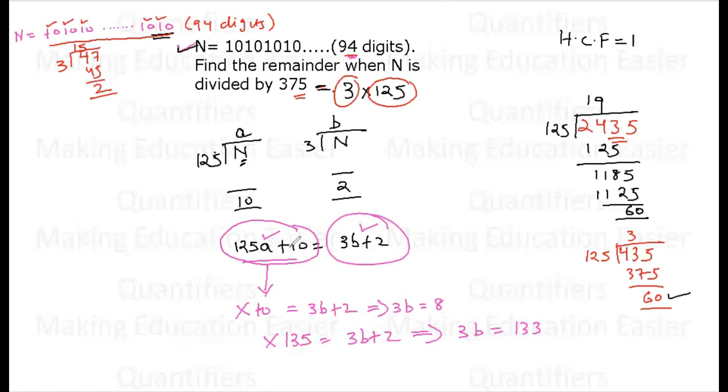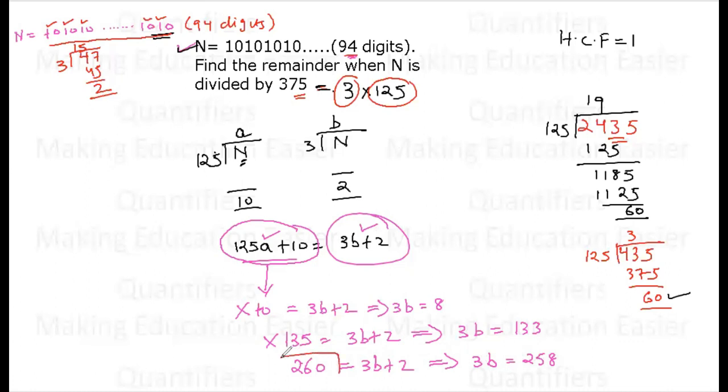125 into 2 plus 10. So that will be equal to 260. And now students, if you look at 260, this is equal to 3b plus 2 form. Students, from here we are going to get 3 times b is equal to 258, right? And from here you can see that 258 is divisible by 3. That means we get b as an integer from here. So we can say that 260 is the smallest number.